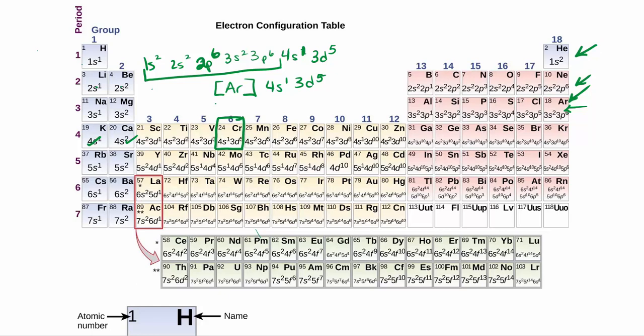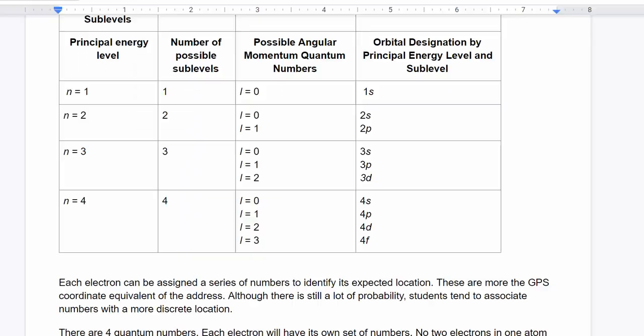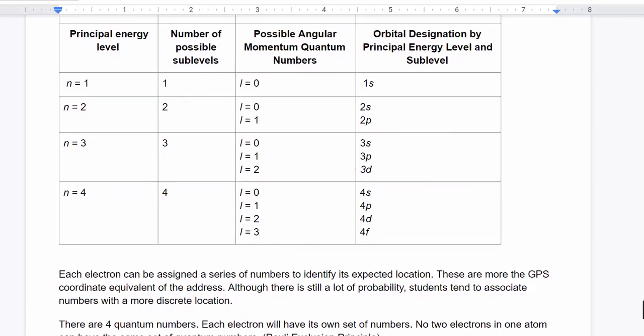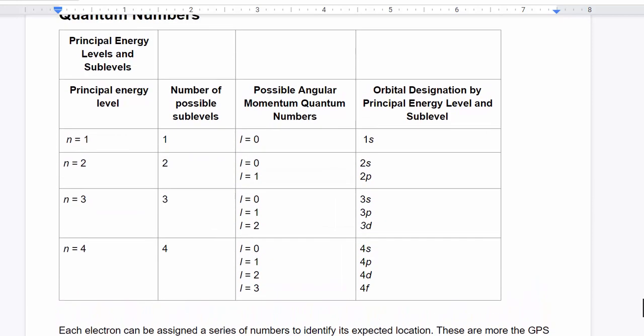Now there is a little bit of quantum mechanics that you are supposed to understand according to the Kansas Board of Regents. So we're going to talk a little bit about what are called quantum numbers. These quantum numbers indicate not only the principal energy level, the n value, but also what are called the L values. Now these are angular momentum quantum numbers.